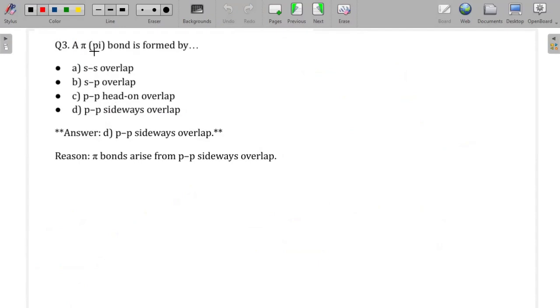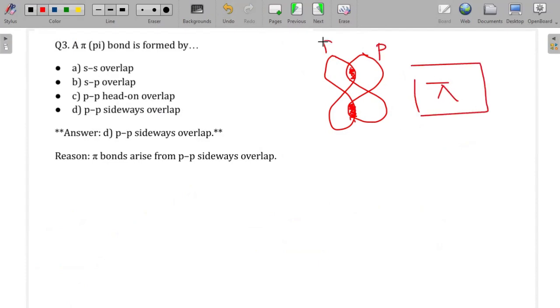Okay, let's look at question 3 now. They're saying a pi bond is formed by, so we all know that a pi bond is formed by the p to p sideways overlap. So if I have a p orbital like that, and then it's overlapping with another p orbital, like this, the bond that forms there sideways, this is a sideways overlap of the p orbitals. The bond that forms there is what we call the pi bond. So there's only one way in which we can form a pi bond. And then the other bond that is there is what we call the sigma bond.